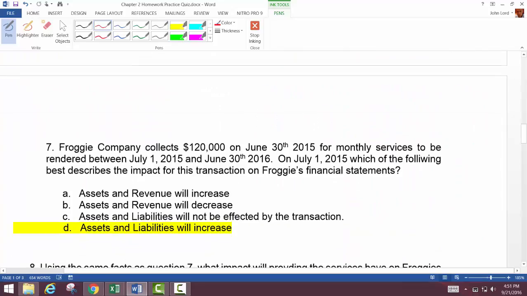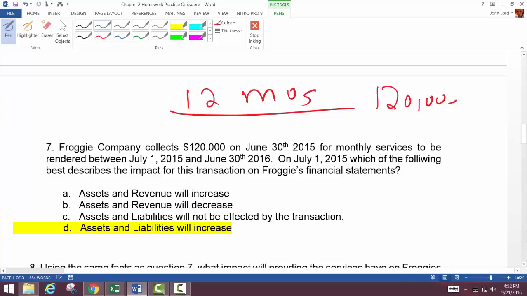this next one. Froggy Company collects $120,000 on June 30th, 2015 for monthly services to be rendered between July 1st and June 30th, 2016. How many months is that? That's 12 months, isn't it? It's a fiscal year period, but it's 12 months. Okay, and they give him how much? 120,000. If I'm going to be providing services over that 12-month period, that means that's $10,000 a month, isn't it? Okay, even I can handle that one in my head. $10,000 a month. Okay, good.